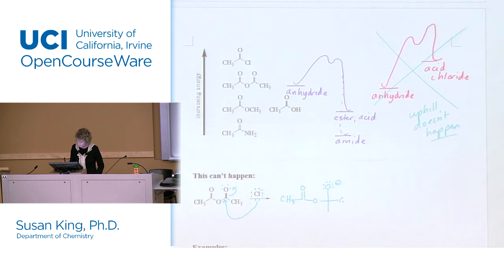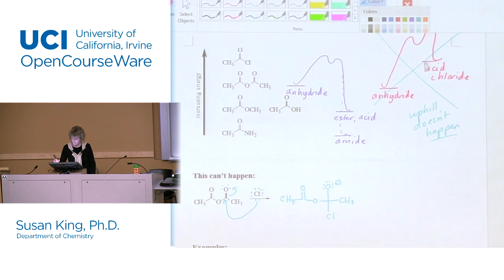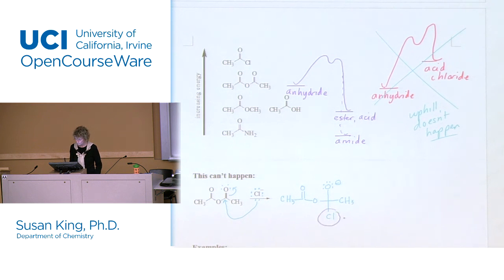Look at what we have and then make a decision. What's the best leaving group? Chloride ion. In order to go from an anhydride to an acid chloride, you have to have a worse leaving group leave, and that's not going to happen. So what is going to happen is these electrons are going to come down and kick chloride right back off. So it goes back to anhydride.